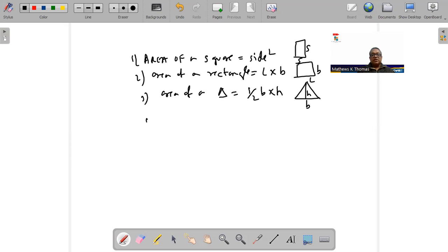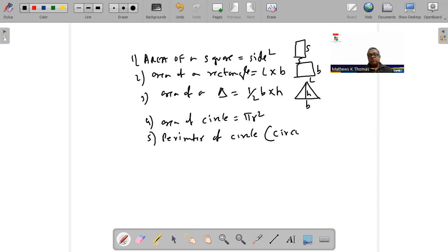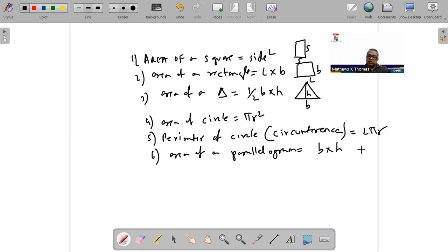Area of a circle is pi r square. And perimeter of a circle, that is the outer boundary length, which is called the circumference, can be found by using the formula 2 pi r. Area of a parallelogram. Area of a parallelogram can be found by using base into height. If you have the base and height of the parallelogram, we can find area of parallelogram.